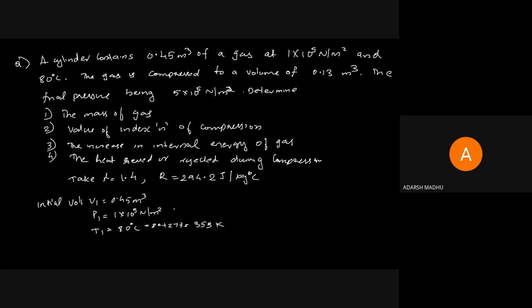And the compressed volume was 0.13 meter cube. Sorry, V2 equal to the volume after compression, equal to 0.13 meter cube. The final pressure P2 equal to 5 into 10 raised to 5 Newton per meter square. And also the value of gamma and the particular R values are given.